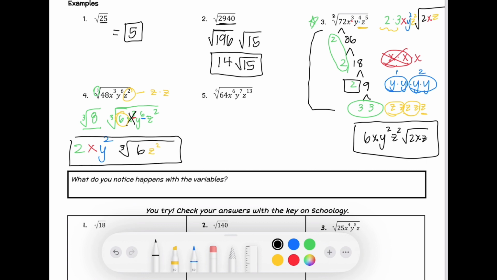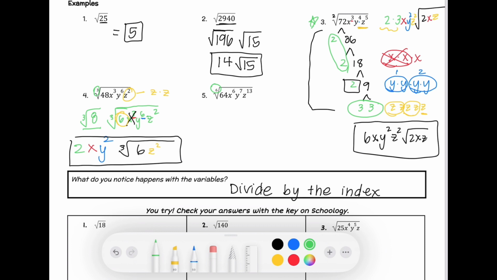All right, and now this last one that we're going to do together, oh, and we talked about what we do with our variables. We divide by our index. Okay, so last one, now we have this 6 on the outside. So that means that we're looking for groups of 6.